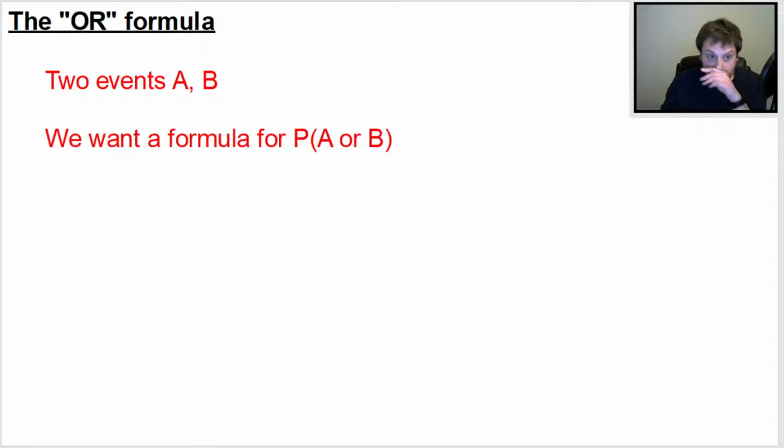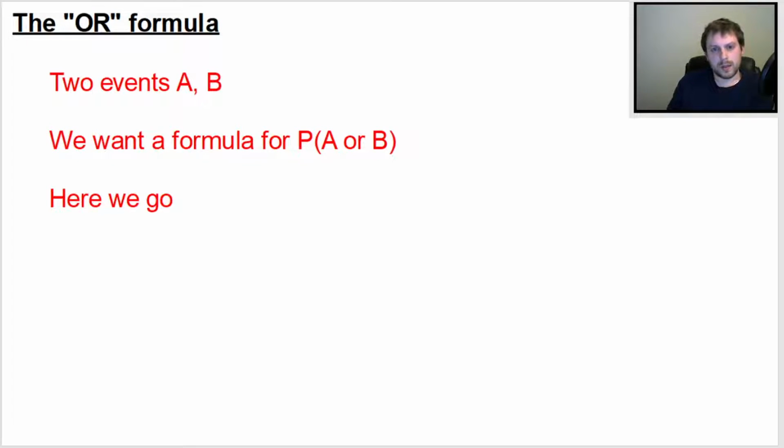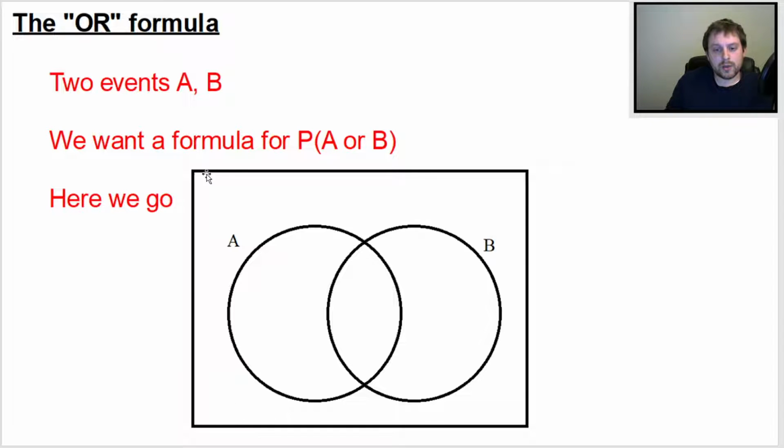And so we're going to do our first formula. It's called the OR formula. So you're going to need to write this title, and we're going to have two events, A and B. And what we want is a formula for the probability of A or B. So this is what the goal is, and this is what we're about to do. So you will draw yourself a little Venn diagram that looks like this.